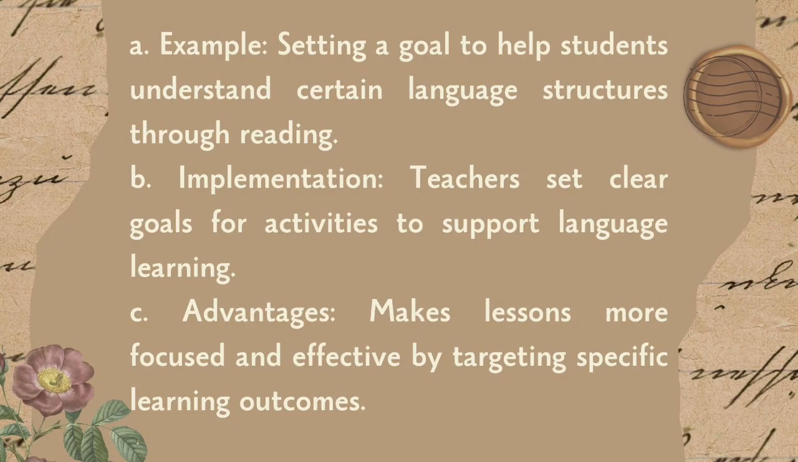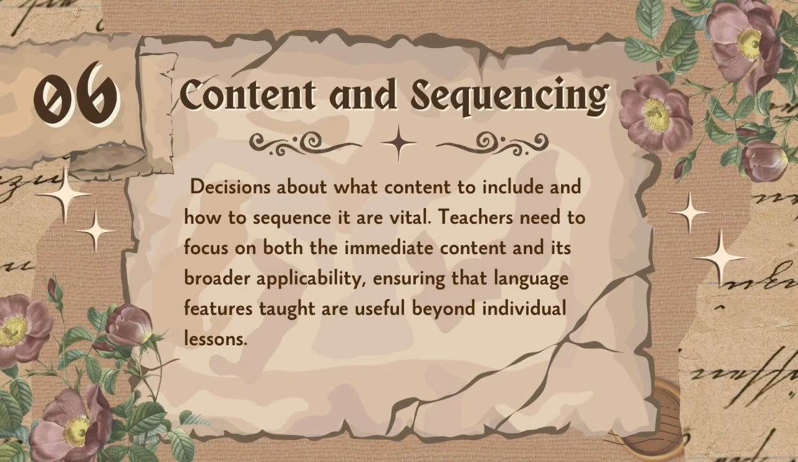Okay, next is number 6, content and sequencing. Content and sequencing are other critical elements of curriculum design. Teachers must decide what content to include in their lessons and the order in which it should be presented. This involves making choices about reading passages, vocabulary, and discussion topics, ensuring that they align with the course's learning goals.